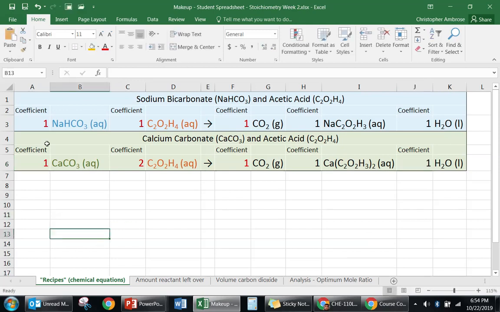So this is the recipe. What it's saying is that 1 sodium bicarbonate combines with 1 acetic acid to make 1 carbon dioxide and 1 of the other products. This one says that 1 calcium carbonate combines with 2 acetic acids, so that's different than the first one, to make 1 CO2.